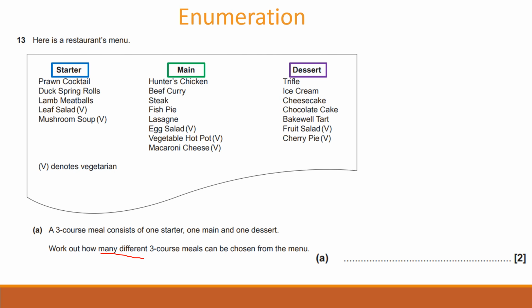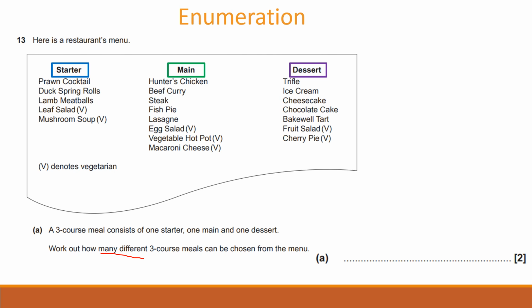So you could have mushroom, steak and trifle. Now it's going to take you a really long time to write down all the different combinations that you could have because there are so many different options. So the easiest and the quickest way to do it is to think about each one as we go along. So we have got 5 starters, okay? We have got 8 mains, and we've got 7 desserts.